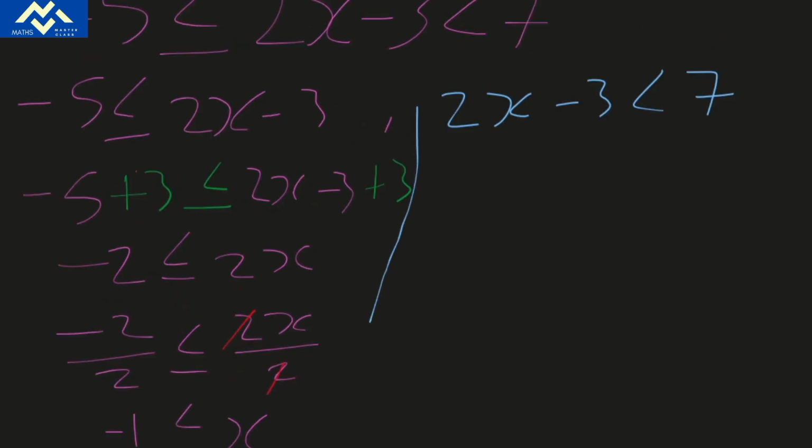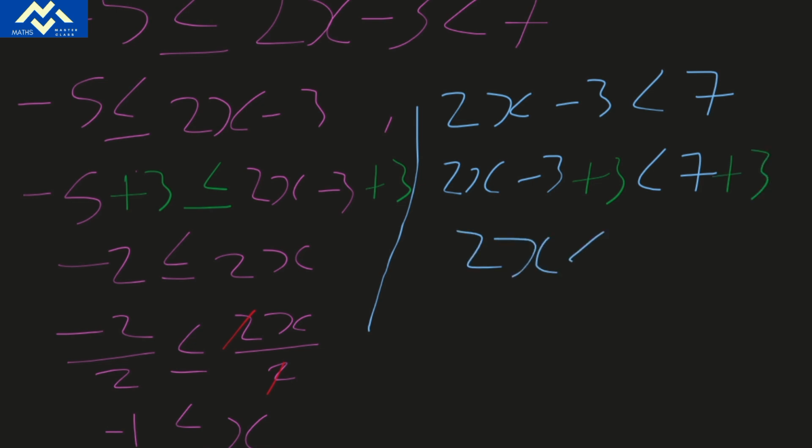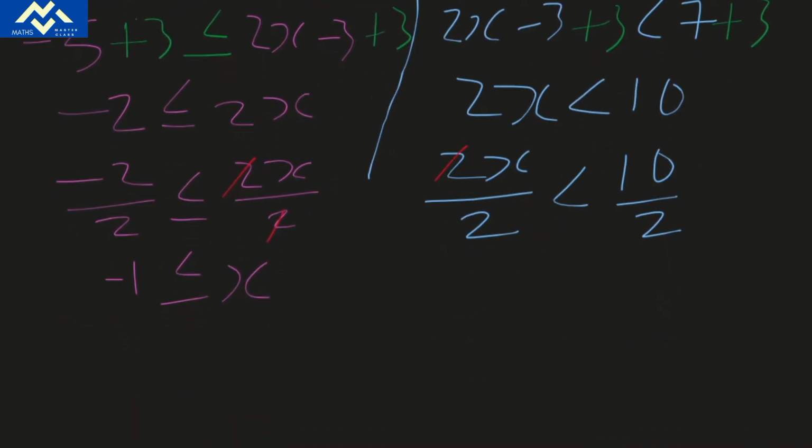Now let's solve the second inequality. Add 3 to both sides. It will give us 2x less than 10. Divide both sides by 2. We have x less than 5. Next, we combine the two solutions. Our final answer is -1 less than or equal to x less than 5.